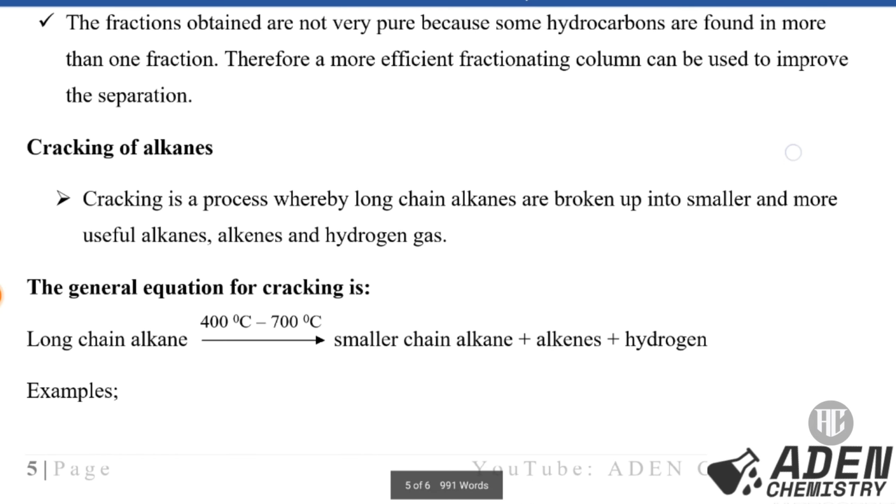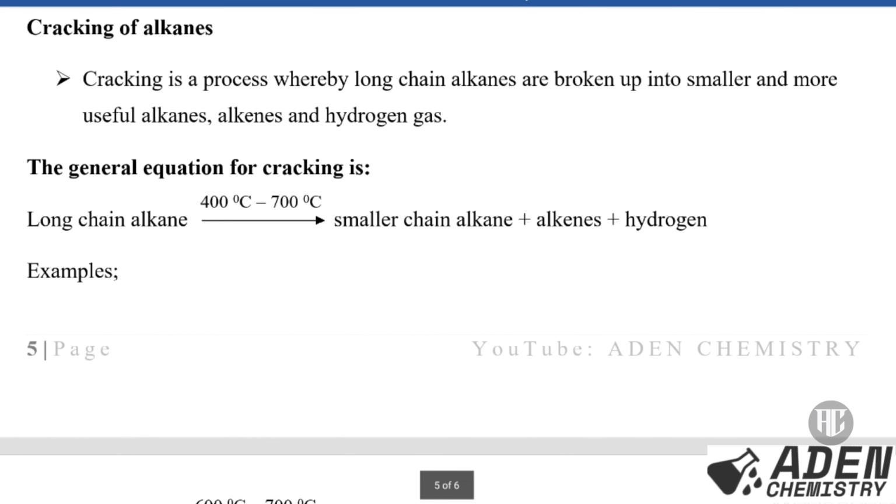So next we are going to see cracking of alkanes. First of all, what is cracking? Cracking is the process whereby long chain alkanes are broken up into smaller and more useful alkanes, such as alkenes and also hydrogen gas. So we have the general equation for the cracking process: a long chain alkane is heated at a temperature of between 400 to 700 degrees Celsius, and we obtain smaller chain alkanes, alkene and also hydrogen gas.